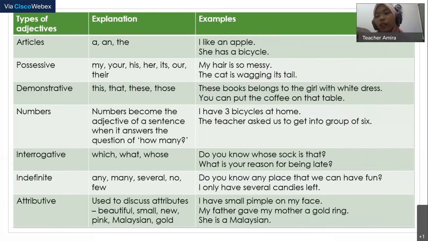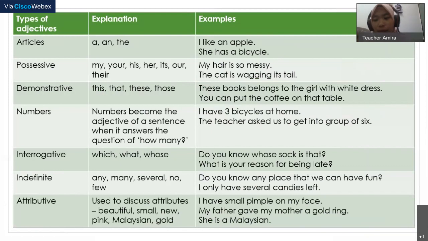Okay, now we have interrogative adjectives. So what is interrogative? Interrogate. Have you heard of interrogate, like investigate, right? Okay. So interrogatives are actually questions. The questions that we have here, for example, are which, what, who. So these interrogative words are actually adjectives.